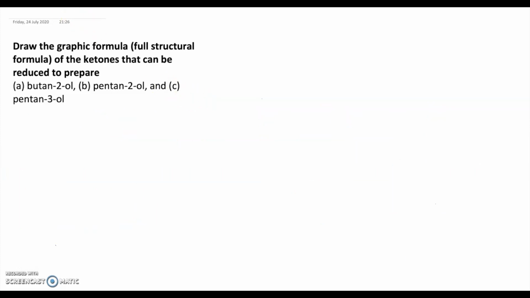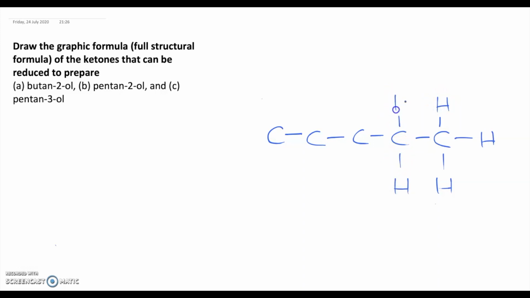So for question 4c, I'm asked to draw the ketone that is reduced to form pentan-3-ol. So once again, I'm going to start with pentan-3-ol, and pentan-3-ol has 5 carbons, and this time has an OH group on carbon 3. So I'm going to put in my hydrogens, and I have to remember that the OH group is on carbon 3, so I'm going to put in my OH group now.